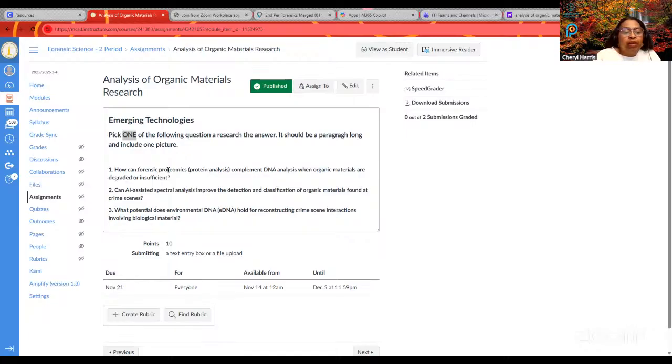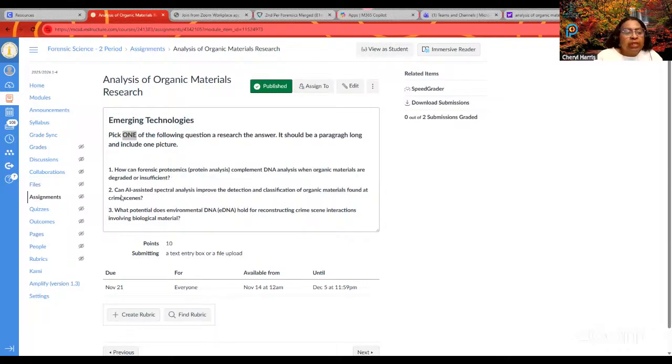All right, so first one, how can forensic proteomics, which is protein analysis, complement DNA analysis when organic materials are degraded? That means they're broken down, they're not in good condition. Because remember, organic materials come from living things. So if the living matter is degraded in any way, what information about the proteins can they get from it? Or if there's not enough protein for them to analyze, what can be done?